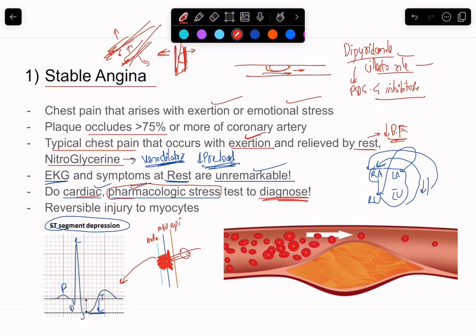So stable angina is still a reversible injury to myocytes. As we know, there are two types of injuries to a cell. One is reversible and one is irreversible, in which the cell undergoes death. So reversible injury is seen in myocytes in case of stable angina. So even if you decrease the blood flow to your cardiac myocytes, they can still survive when the blood flow is restored. So this is all about stable angina.